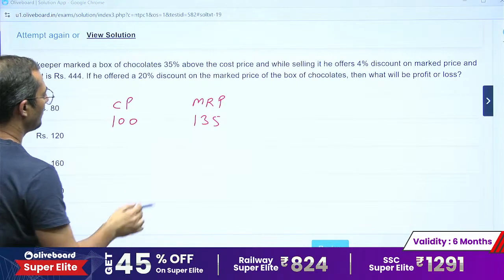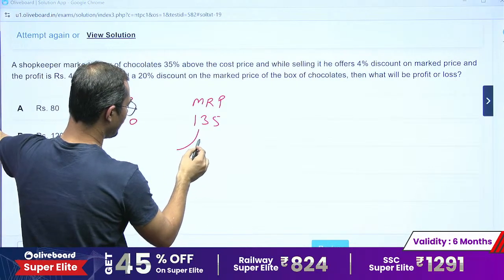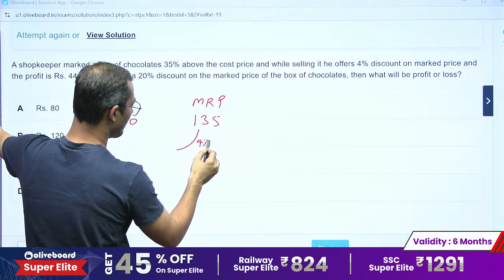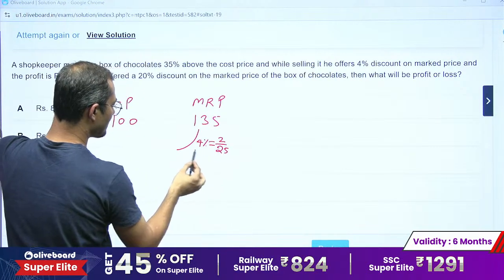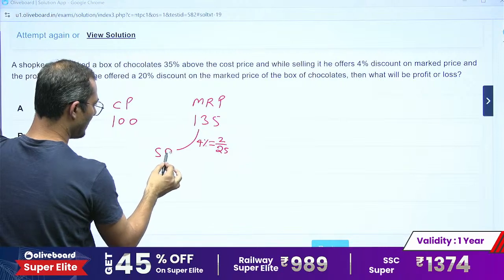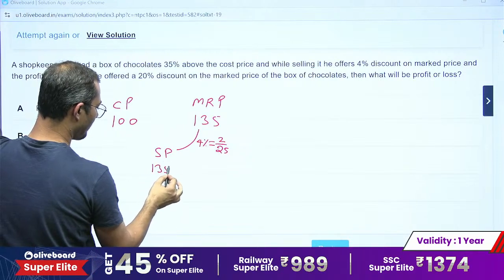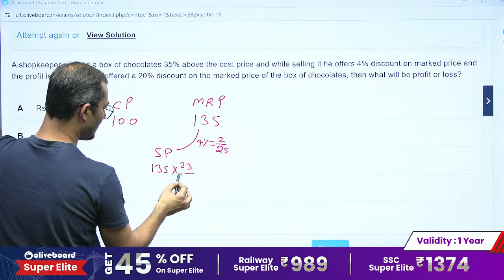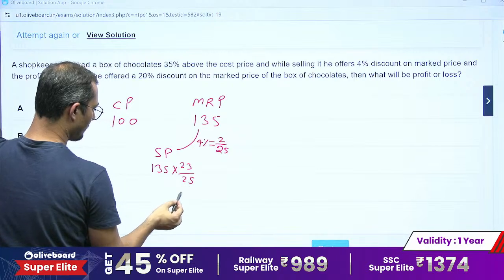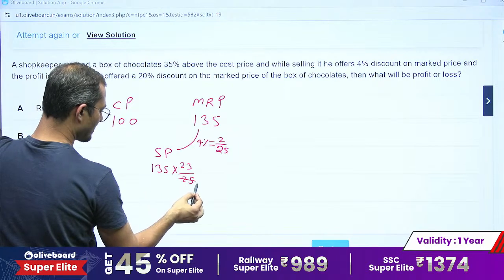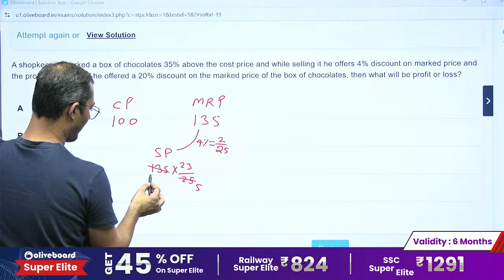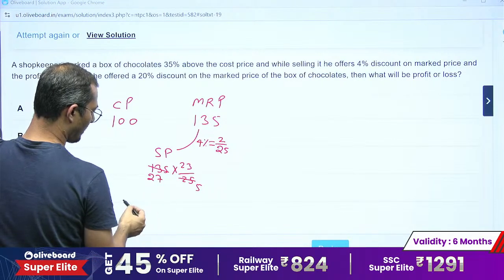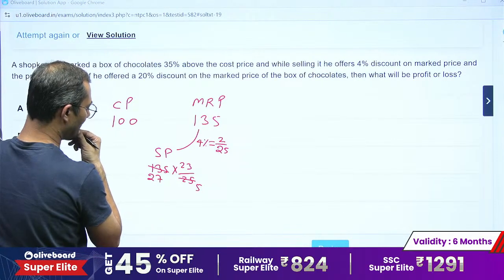See, if he offers 4% discount, right? So 4% discount means what? 1 by 25. Is this clear? It means the selling price is what? Selling price is going to be 135 into 24 by 25, right? So we can say that by 5 this is cancelled, 5 5s are 25, and 5 2s are 10, 5 7s are 35, right? So I think we will get in points, right?